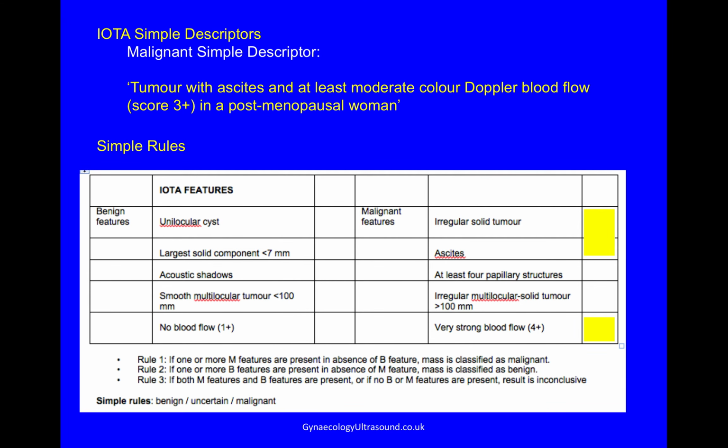Using IOTA simple descriptors, this would have fit the malignant simple descriptor of a tumour with ascites and at least moderate colour Doppler flow in a postmenopausal woman. Using simple rules, it is irregular solid with ascites and very strong blood flow.